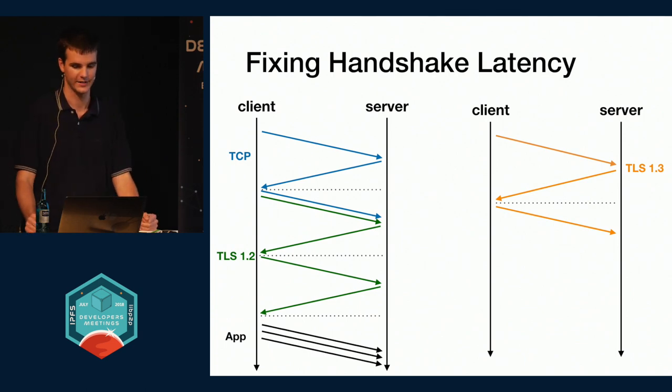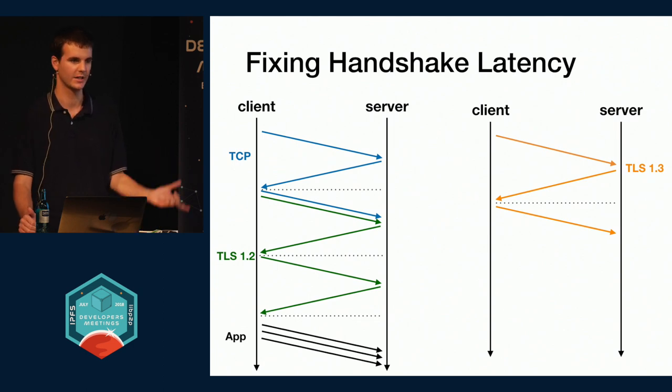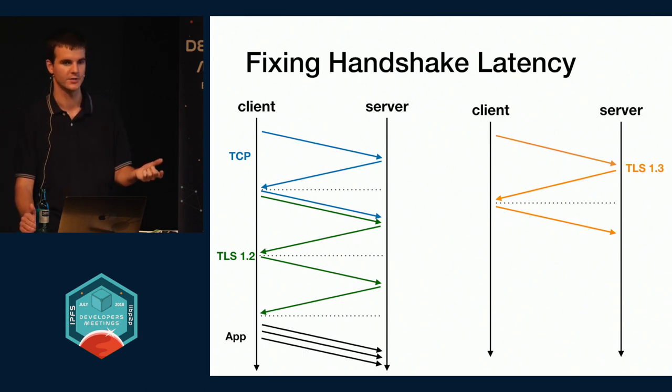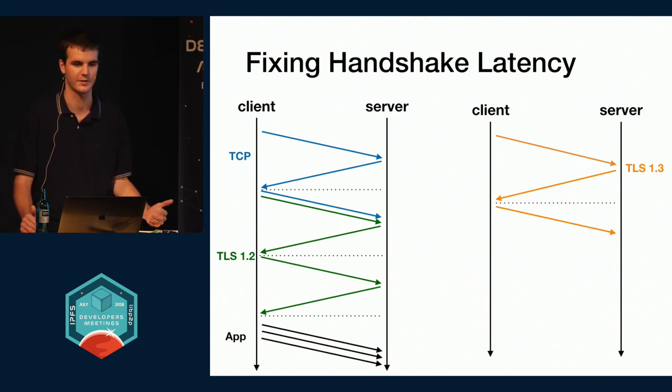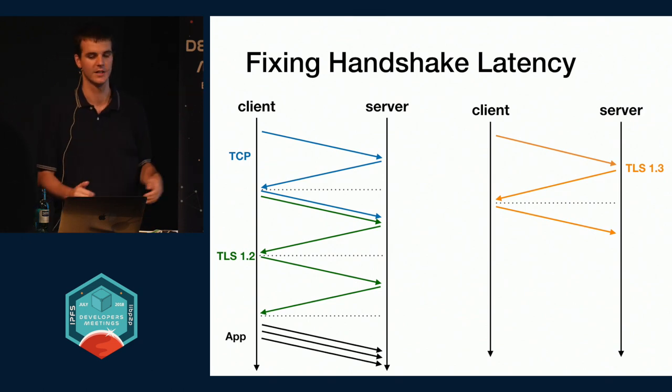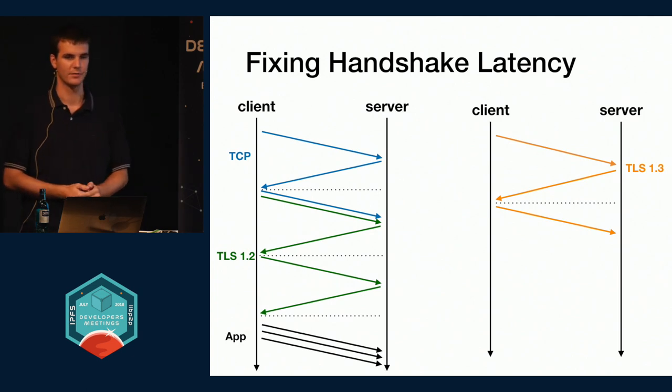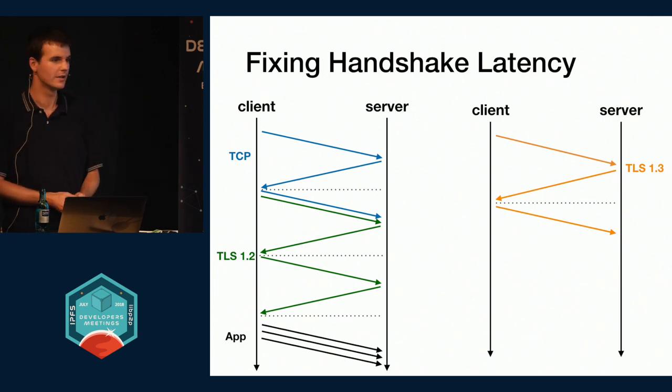If a server thinks that it's under attack, it can do something like the three-way handshake. It basically works like a SYN cookie. So the server would send a token to the client, and the client has to come back with that token. So this defense mechanism exists, but it's expected that servers will only use that under special conditions, and the normal case is that we save that one round trip. And then by using TLS 1.3, we can save another round trip.